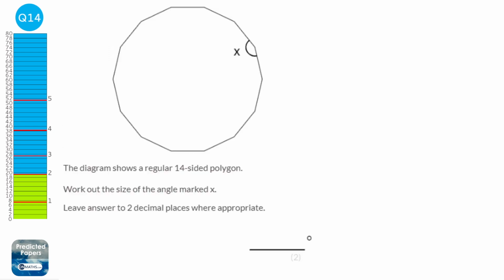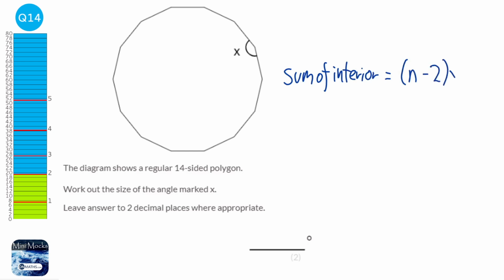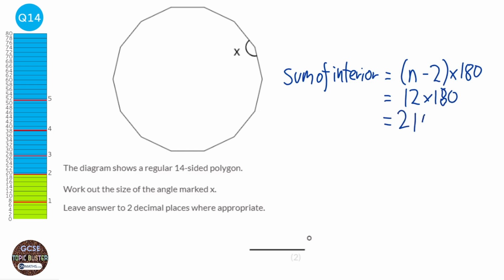To find the angle marked x, we first of all need the formula that the sum of the interior angles is equal to the number of sides the polygon has, take away 2, and then times by 180. So this has 14 sides, so it's 14 take away 2, which would be 12 times 180. And when we do that on the calculator, we get 2,160. Now that's the sum of them, so that will be all of them added together.